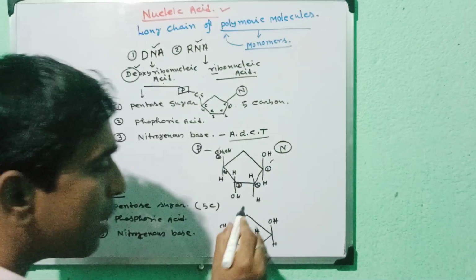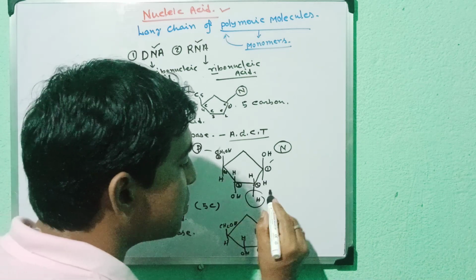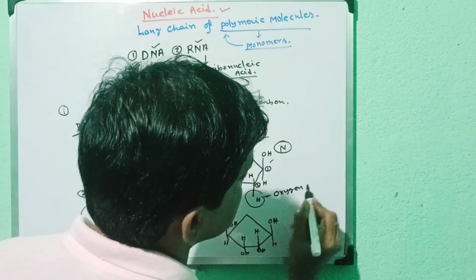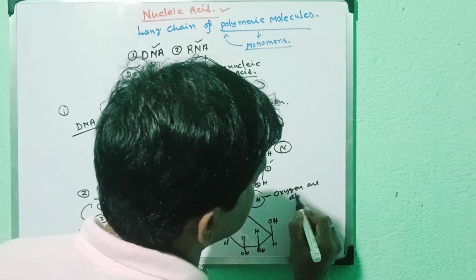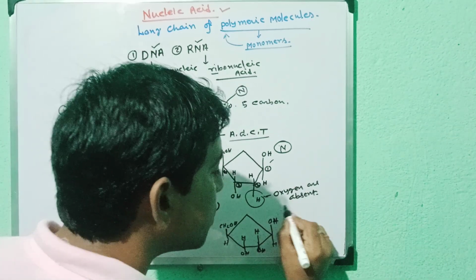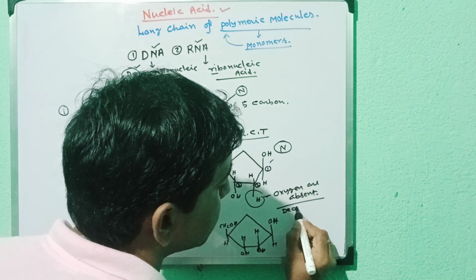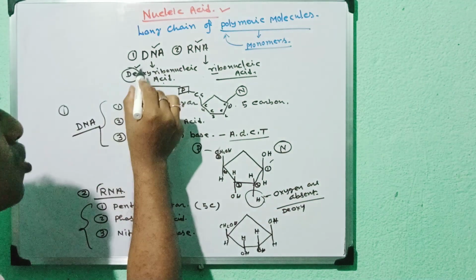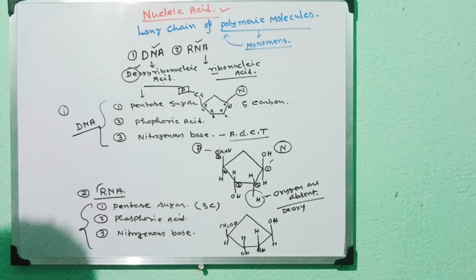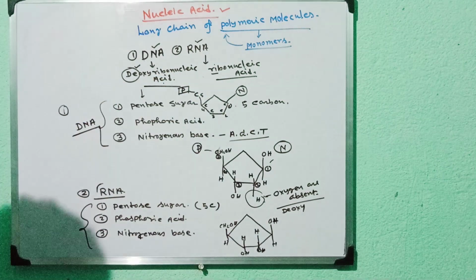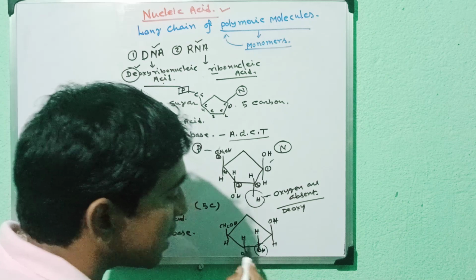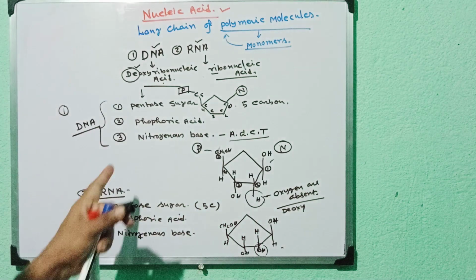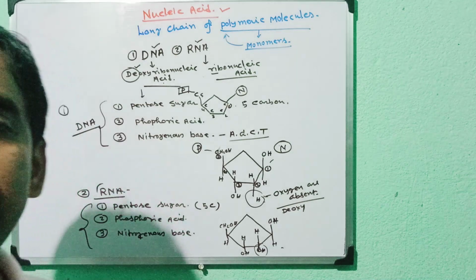So here the oxygen group is absent. This oxygen is absent. So this is called deoxy. This deoxy, their name is deoxyribonucleic acid. And here the oxygen is present. This is called the ribonucleic acid. This is the component of the nucleic acid, that is the DNA and the RNA.